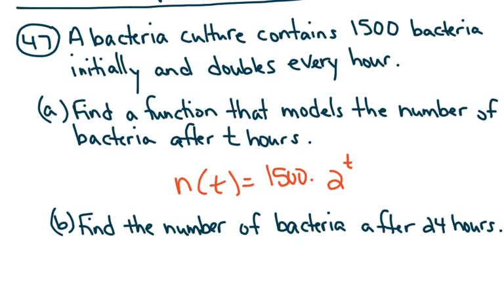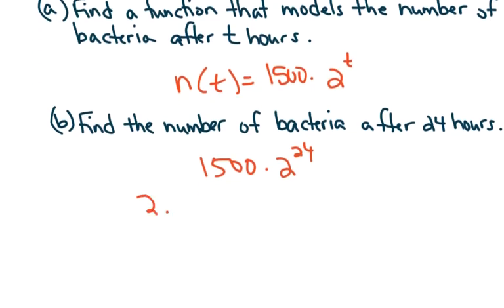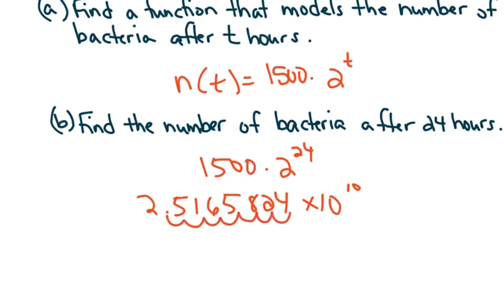Then we want to find the number of bacteria after 24 hours. So clearly you want to plug in 24 for t. And when I plug that in my calculator, I get a nasty number in scientific notation. I get 2.5165824 times 10 to the 10th. That means I'm going to move the decimal 10 spaces to the right. 1, 2, 3, 4, 5, 6, 7, 8, 9, 10. So it's going to be 25,165,824,000.